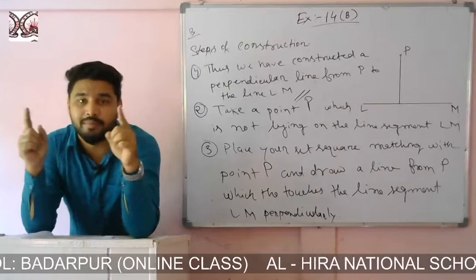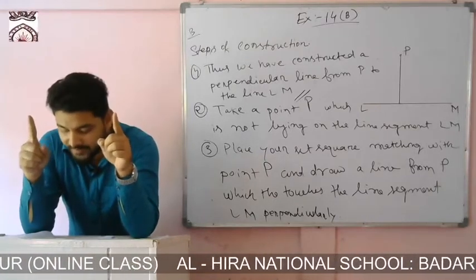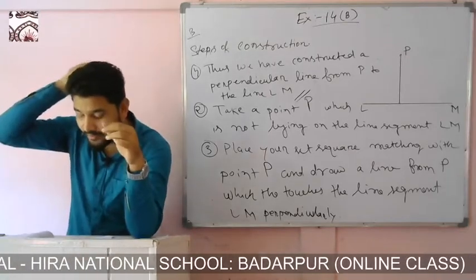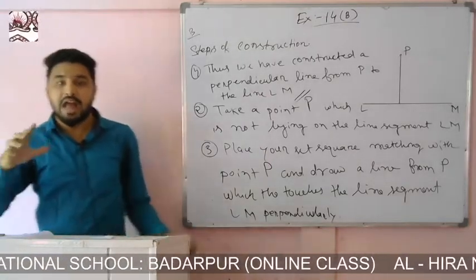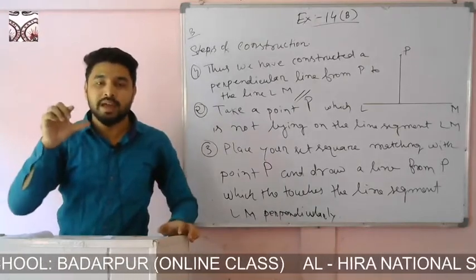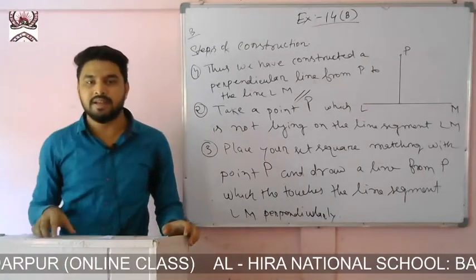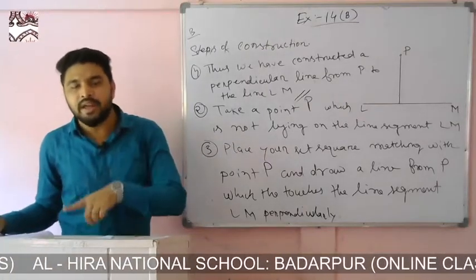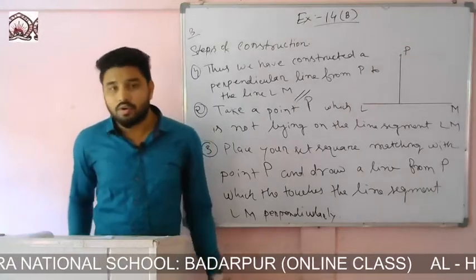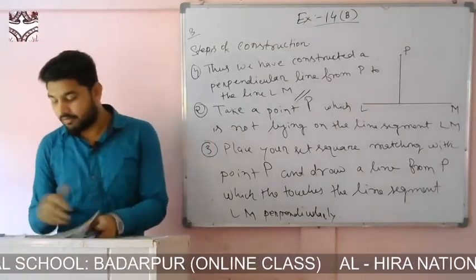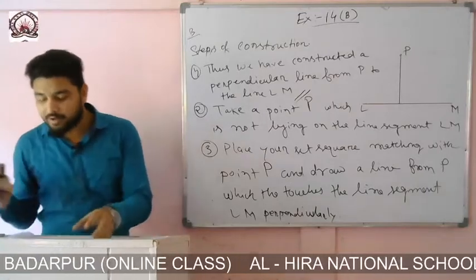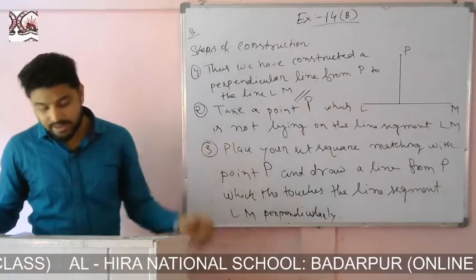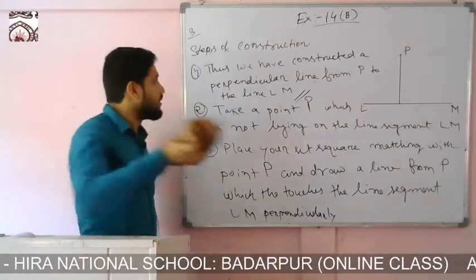That means from A to P, the distance will be 4.5 centimeter. From P, draw a line segment perpendicular to AB. That means from P, I have to draw a line segment which will be perpendicular to AB. So you see how to draw.